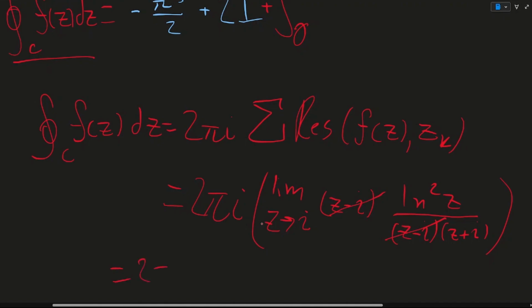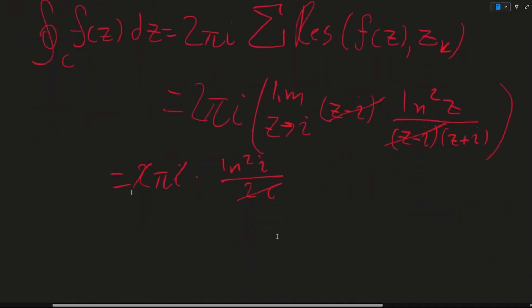So we have 2πi times ln squared of i over 2i. Immediately we see that this 2i cancels out with this i and this 2, and we're left with π times ln squared of i, which is the same as saying ln of i, squared. i can also be expressed as e to the iπ/2 by Euler's formula, and this is squared.